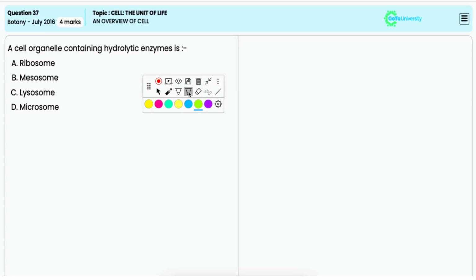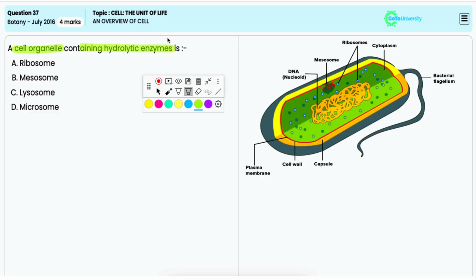In this question, you have to identify which cell organelle contains hydrolytic enzymes. Option A, ribosome. It is incorrect because these are involved in protein synthesis and do not contain hydrolytic enzymes.